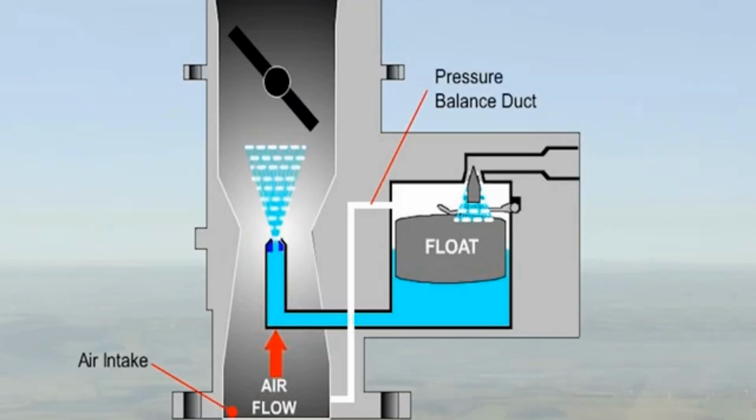To maintain the correct rate of discharge of fuel through the main jet, the pressure in the float chamber and the air intake must be equal. Equalized pressure conditions can only be obtained by connecting the float chamber directly to the air intake by a duct, which is called the pressure balance duct.